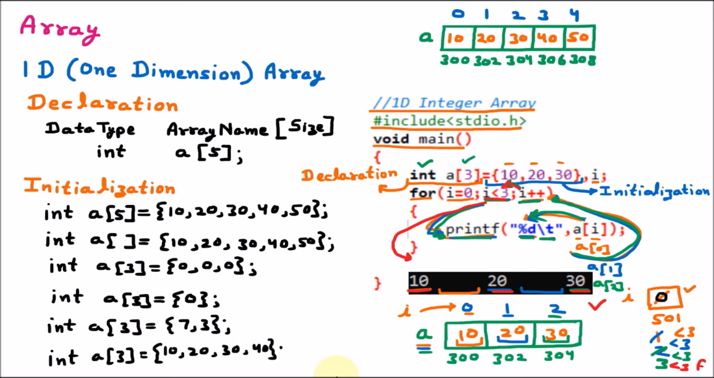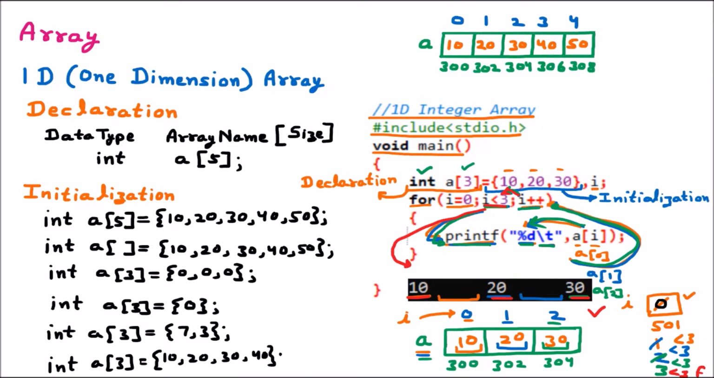So this is how we can take a 1D integer array. Here we have learned that first of all is the declaration, which means we declare the array by saying int. This is the data type, then the name of the array, and afterwards the size. Then we have done the initialization.